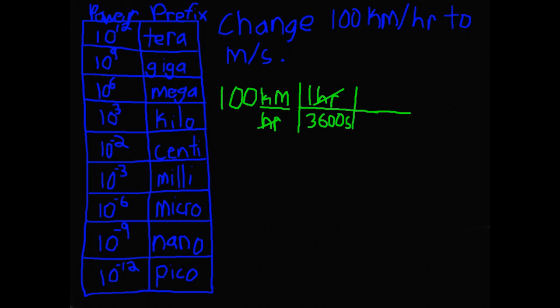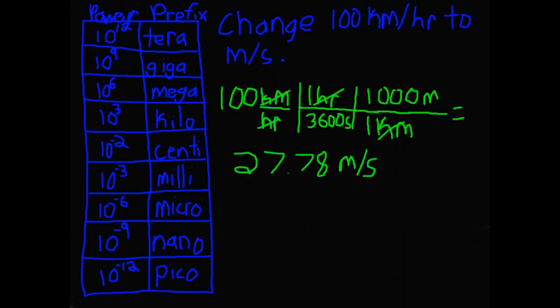So what you want to do next is you want to think, well, what is 1 kilometer in meters? Well, there's 1,000 meters in 1 kilometer. So you want to put 1 kilometer on the bottom because you want to end up crossing out the kilometers on the top and changing it to meters per second. So you put the 1,000 meters on top. And then once you do that, you have your hours canceled out and your kilometers canceled out. And then you can multiply to get your answer of 27.78 meters per second.